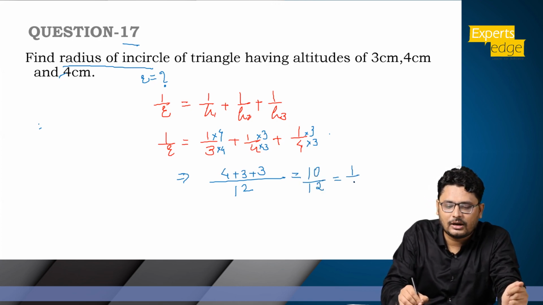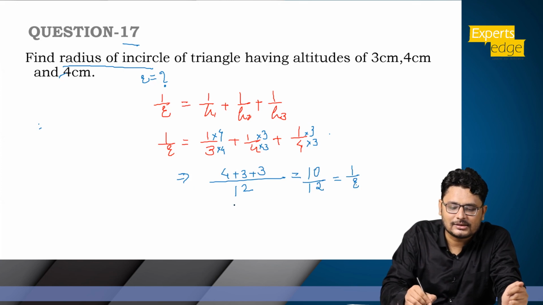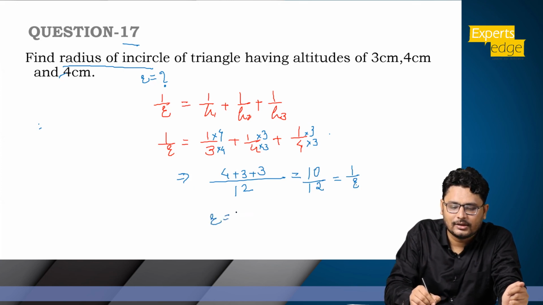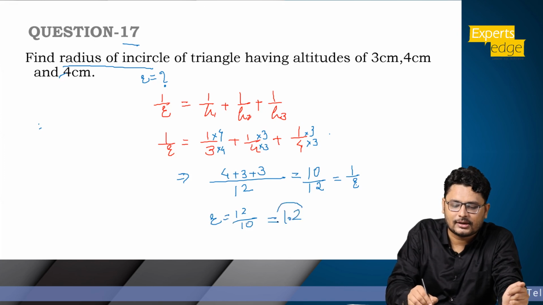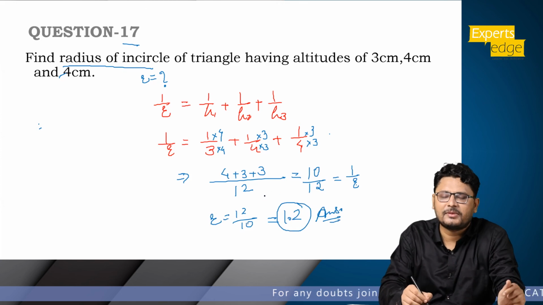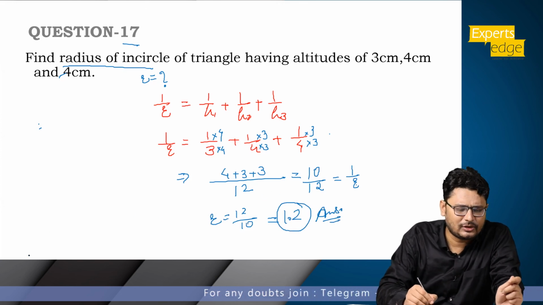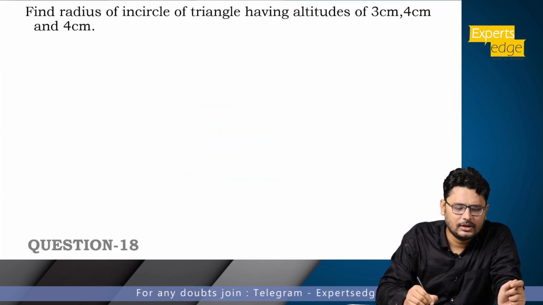So what will be the r? R in that case is nothing but 12 by 10. So r should be 1.2. Okay, that is my answer. Okay, so I hope this is clear. Remember, very simple it is. You just need to revise it 2-3 times.